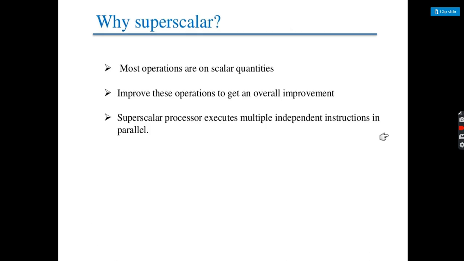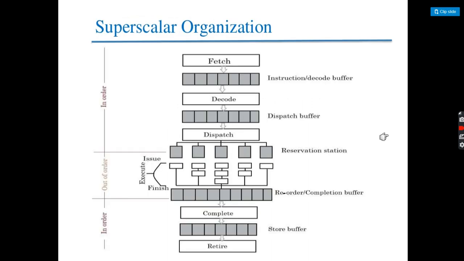So why superscalar? Why are we adopting superscalar? Because we can perform more than one operation simultaneously at the same time. We can execute multiple independent instructions in parallel, but the problems are still there. We will study those problems, and we will also study how to resolve them. So this is the main organization of superscalar, which is very important. You have to draw this diagram.